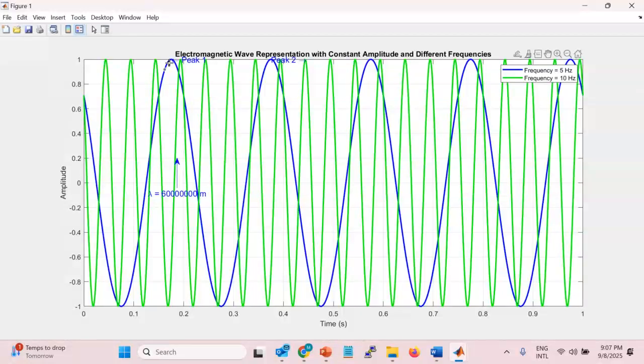What is lambda? It is the physical distance from peak to peak, and it is called the wavelength. For the blue signal, the frequency is smaller but the wavelength is larger. For the green signal, the frequency is higher but the wavelength is smaller. So as the frequency increases, wavelength decreases. As the frequency decreases, wavelength lambda increases.